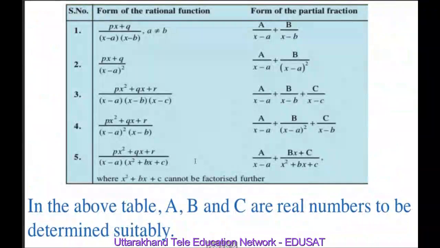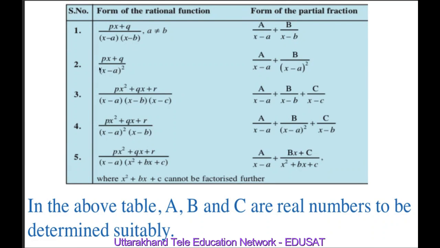So here are some of the standard forms of the rational functions. Suppose a rational function is of the form (px + q) upon (x minus a) into (x minus b). Here x minus a is a linear factor, x minus b is also a linear factor, and both are different. So in this case we will write the partial fraction as A upon (x minus a) plus B upon (x minus b). We can write (px + q) upon (x minus a)(x minus b) as A upon (x minus a) plus B upon (x minus b).